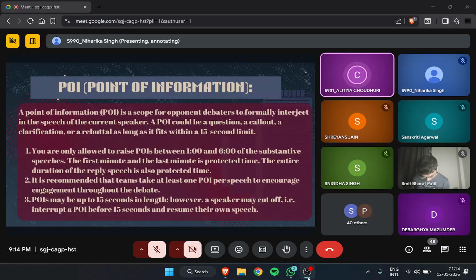Rules for POIs are simple. It has to be between the first and the sixth minute of your speech. Anything other than that is protected time, and your reply speech is also protected time. Which means if someone from the other team wants to ask you a POI, it has to be between the first minute and the sixth minute of the top three speeches itself. But also, secondarily, it is important for you to take POIs because engagement is very important. In fact, adjudicators do consider how much you're engaging or how well you're engaging when they decide who wins the debate itself. Right, next slide, please.